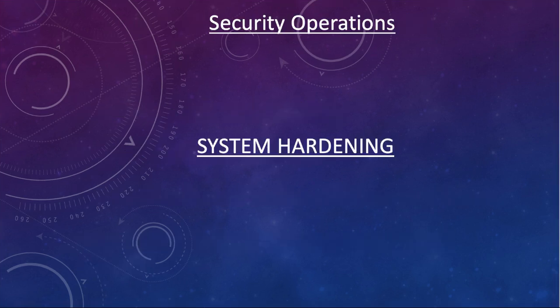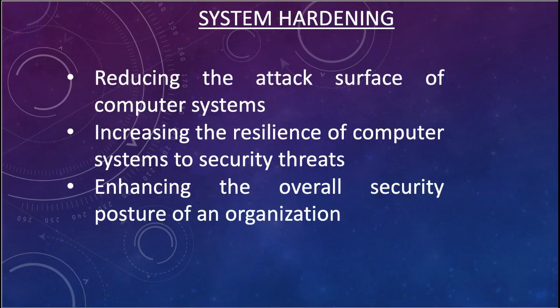The next topic of Domain 5 is system hardening. System hardening involves the process of securing computer systems by reducing their attack surface. This involves disabling unnecessary services and protocols, removing default accounts and passwords, and configuring security settings to reduce vulnerabilities. Benefits of system hardening. System hardening provides several benefits, including reducing the attack surface of computer systems, increasing the resilience of computer systems to security threats, and enhancing the overall security posture of an organization.